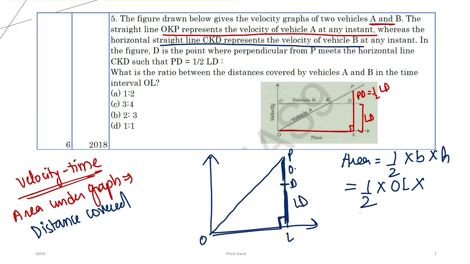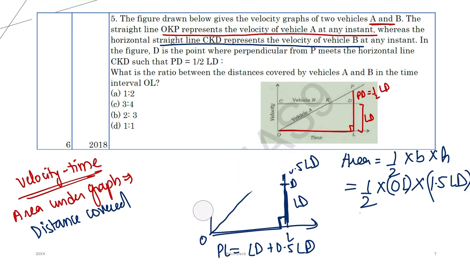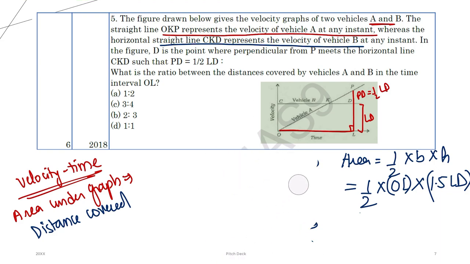So, this is LD, this is half of LD. So, this complete height is PL. PL is equal to LD plus half of LD, that is 1.5 of LD. I hope this is clear. Half of OL, that is base, and 1.5 LD. This part is clear. This is the distance covered by person number 1. I will write here distance by person number 1, that is half OL into 1.5 of LD.